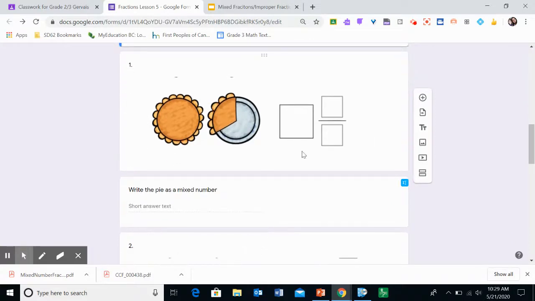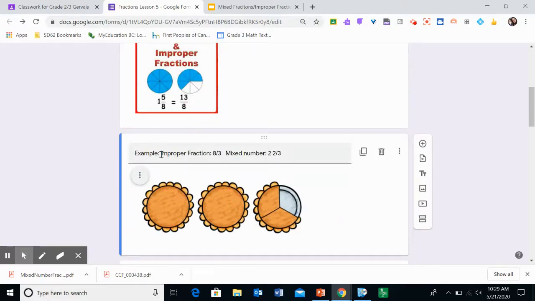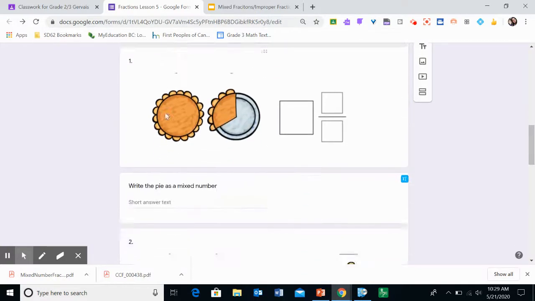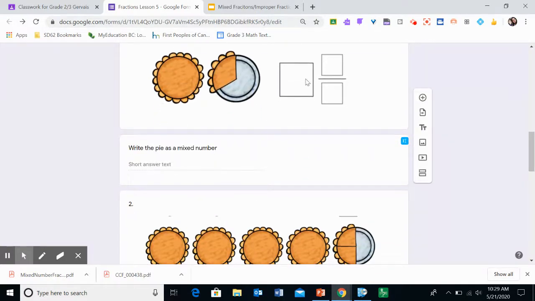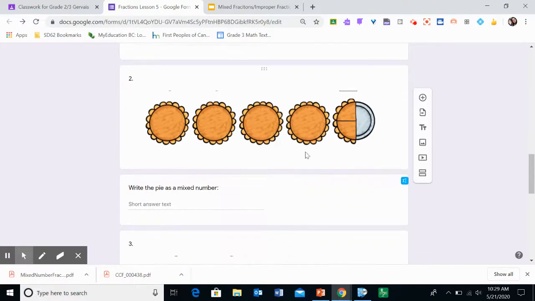All right, so number 1, write this pie as a mixed number. So you're going to be writing it like this. So you're going to start with how many wholes and how many parts. So you would write that here. This one, you're going to write it as a mixed number as well. How many wholes and how many parts?